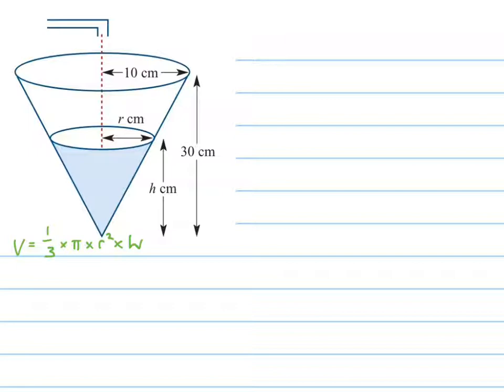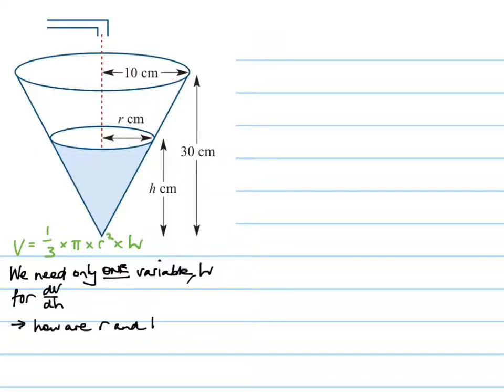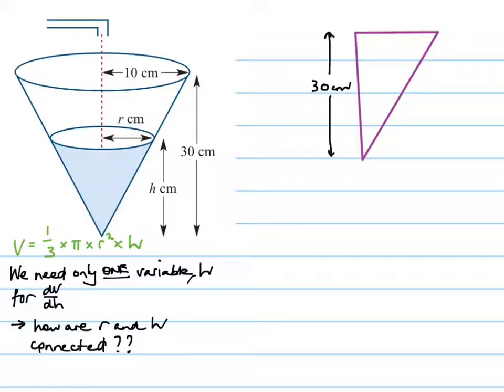Right. Now how do we get the relationship between r and h? Well, it's very easy. What do we need? Yes, we need one variable, and that's h for dV/dh. Now, check this out. How are they connected? Well, you might ask. I'm going to show you. Now, it's all about similar triangles, okay?